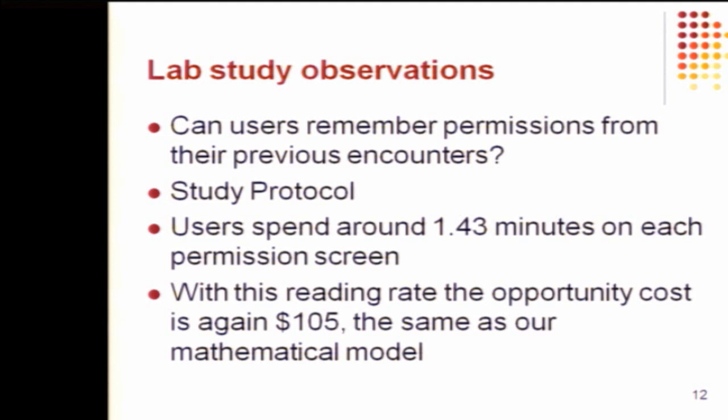After we finished the exercise, we found that even when he has previous encounters with the permission, he still spends an average of 1.43 minutes on reading each of the permission screens. This is almost the same as the mathematical solution, which was about 1.4 minutes. And so the opportunity cost is in effect the same, so 105 point some in this case, nearly $105.